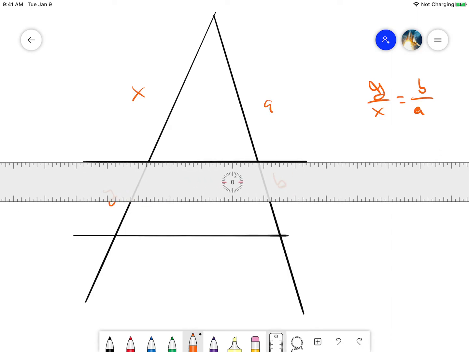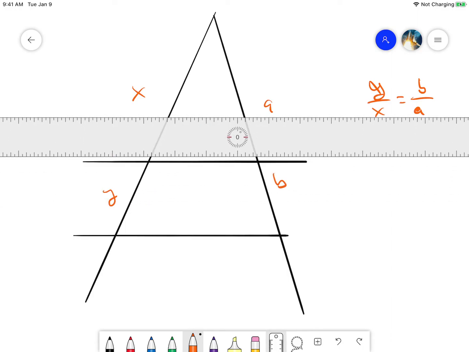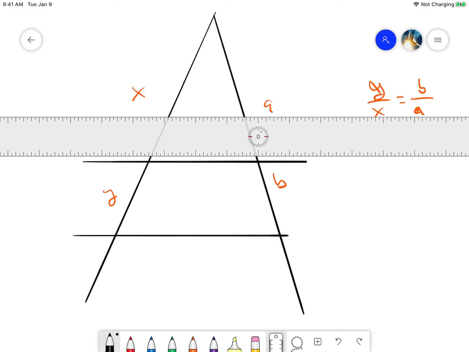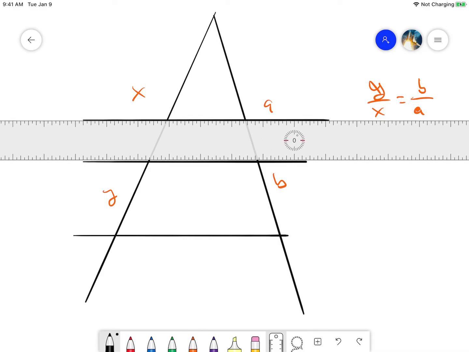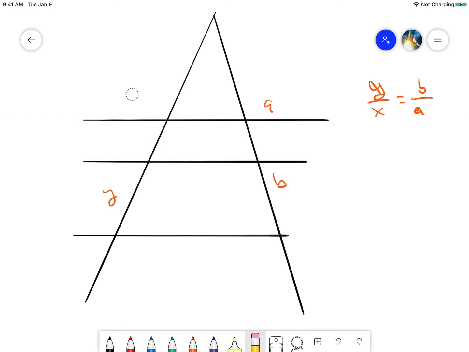But how I'm going to change this is I'm going to say, you know what? Let's add this other parallel line in here. And now let's just call this z and d. So what do you think is going to ultimately be true about the relationship between these guys? Again, these are all parallel.